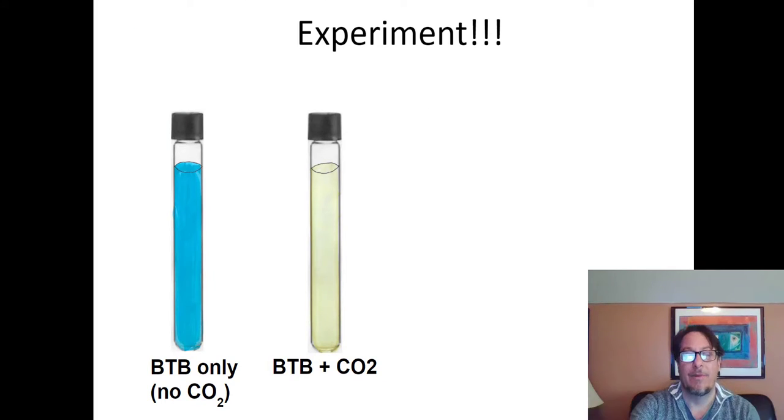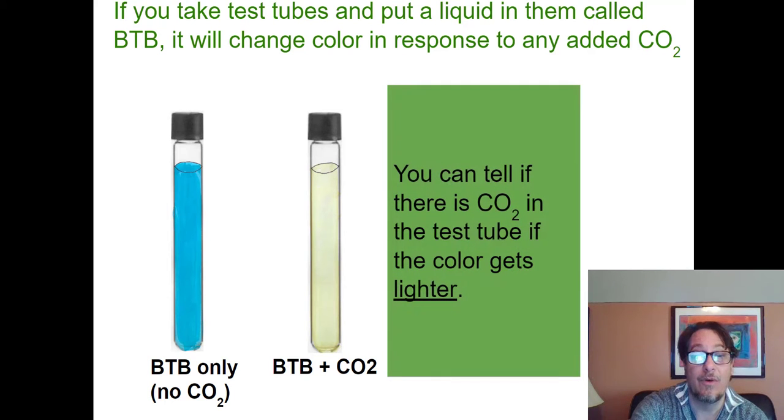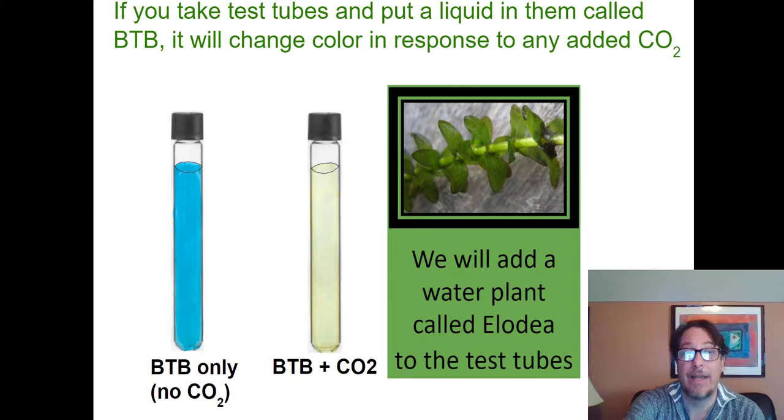It's time for an experiment. So in this experiment, we use a substance called BTB. And BTB has this property where if you add carbon dioxide to it, it turns a light yellow color, as opposed to being blue if there's no carbon dioxide in it. And so, if there's carbon dioxide in the water, you can tell because the color gets lighter. So, what we do is we add a plant to it.